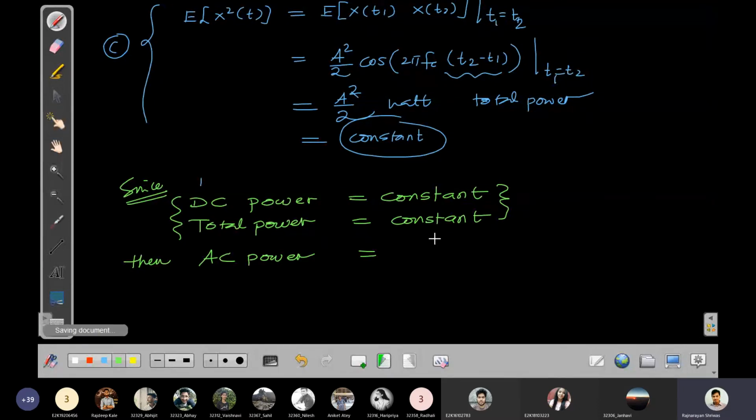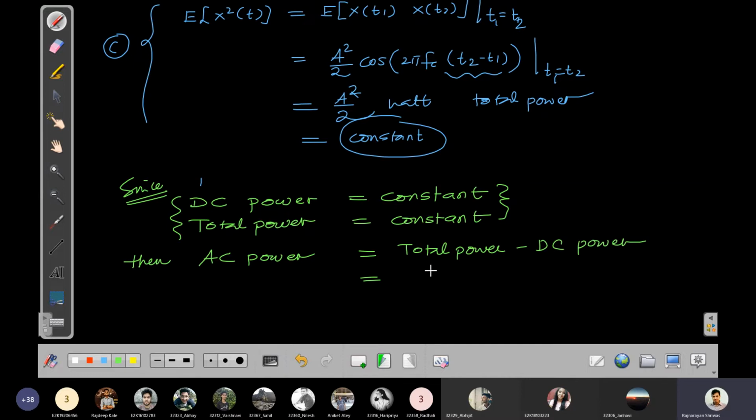What is the formula of total power? Yes, it will be constant, right? Because total power is equal to DC power plus AC power. And two of them are constant, so the third one has to be constant as well. So this is nothing but total power minus DC power.